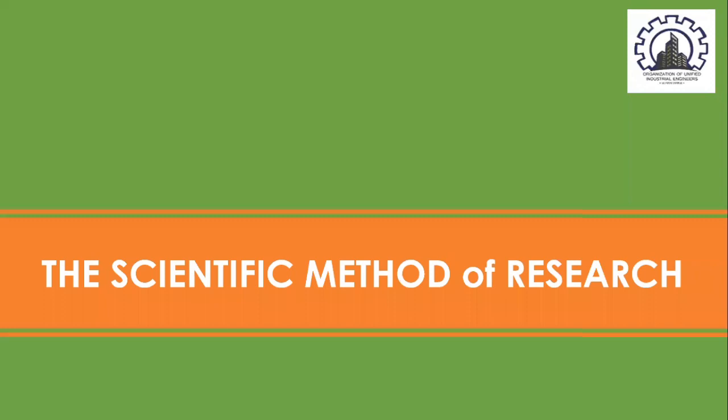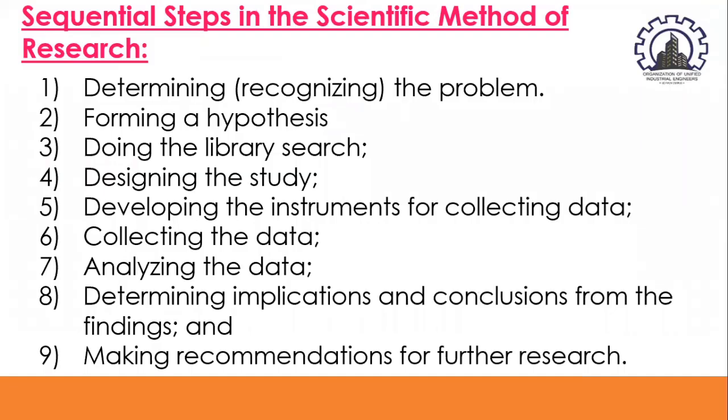So, moving on to our next key area, that would be the scientific method of research. Now, one of the characteristics of a good research is that it is systematic. It follows the scientific method of research, which includes the following sequential steps. So, if we say scientific, meaning to say we follow a step-by-step process or procedure, and it is based on factual information. So the first step, that would be determining or recognizing the problem.